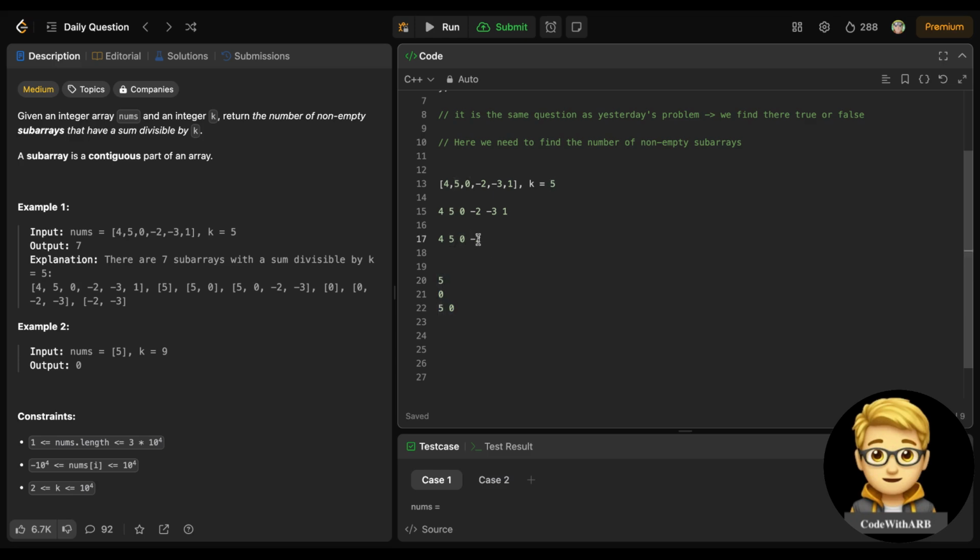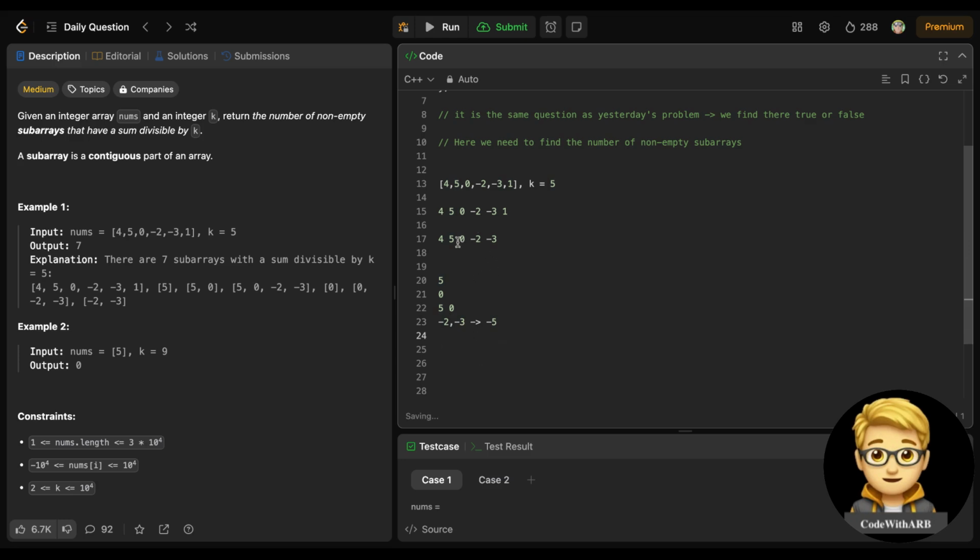Minus 2, is it divisible? No. Minus 3, is it divisible? No. But if you see this part, minus 2 and minus 3 together, the summation is minus 5, which is divisible by 5, right? So we need to handle these negative numbers, and we will see how we will handle them.